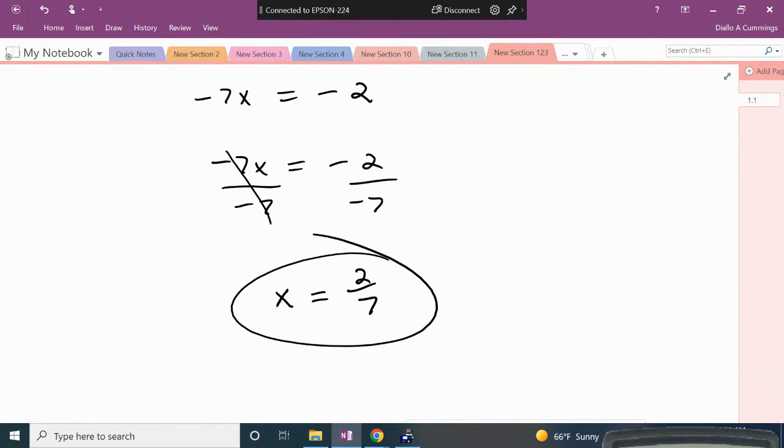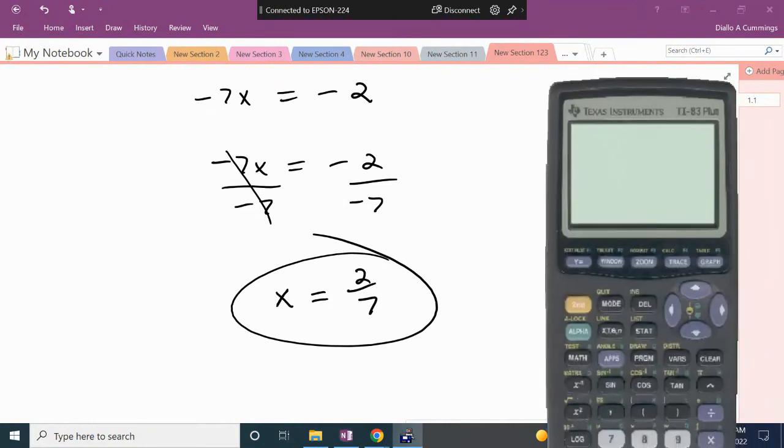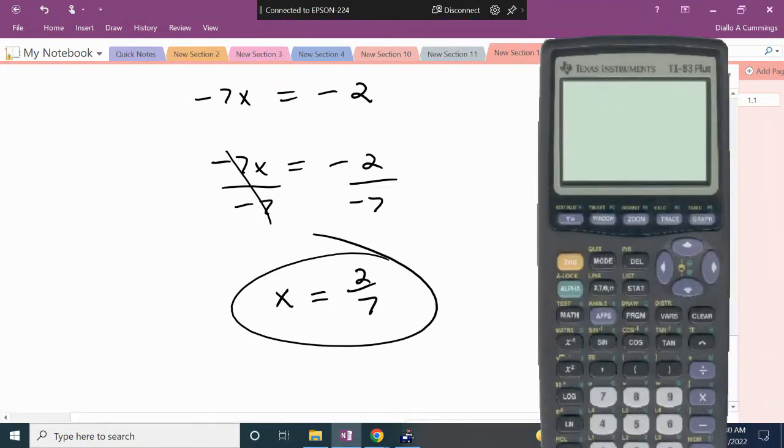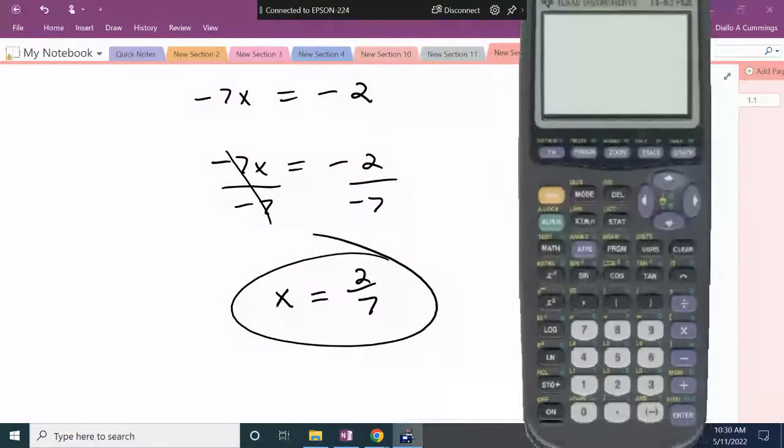Now we're going to take a look at using the calculator. And before I get into using this calculator, I'm going to make this disclaimer. Using the calculator is not a substitute for learning this stuff. I'm mainly going to use a calculator to check my hand solution.